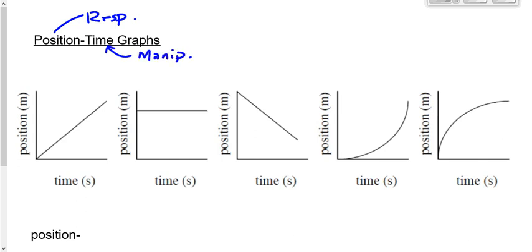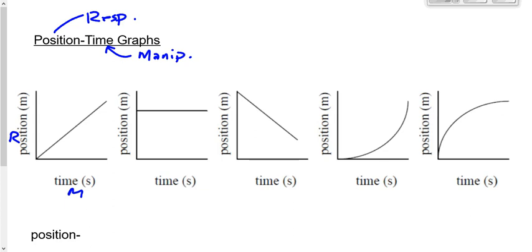Now, sometimes it might be position time, sometimes position versus time, sometimes position as a function of time. I'm not fussy in terms of the way you write it, but we need to see position first and time second, or whatever the responding variable is first, and whatever the manipulated variable is second. On your graphs, the responding variable also goes on the y-axis, and the manipulated variable always goes on the x-axis. The good news is for position time graphs, time is always manipulated, position is always responding, so they're always going to look like this.